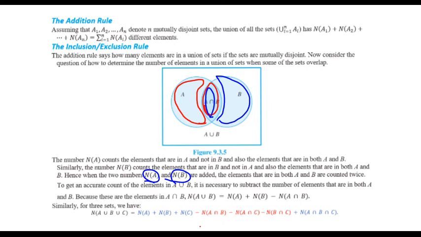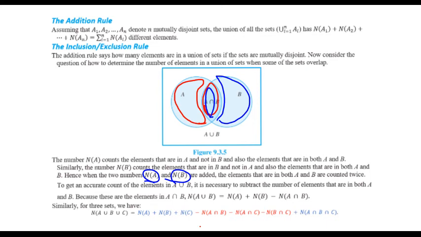In summary, when the two numbers n of A and n of B are added, then the elements that are in both A and B are counted twice, and to get the accurate count of the elements in A union B, it is necessary to subtract the number of elements that are in both A and B. Then n of A union B is equal to n of A plus n of B minus n of the intersection of A and B, because the elements in A intersection with B are counted twice in this summation, so we have to subtract it once so that we count every element in the union of A and B exactly once.